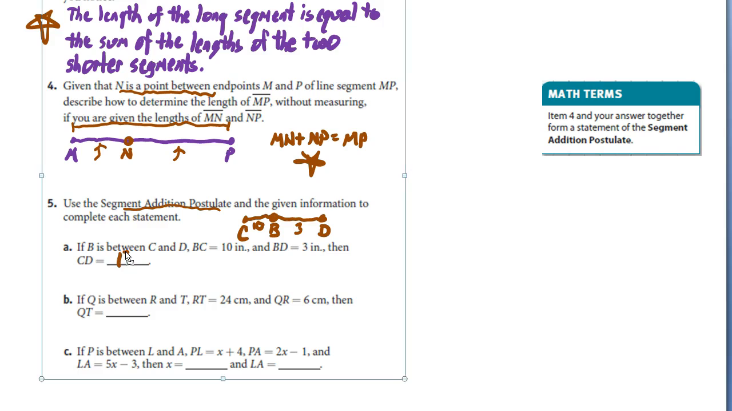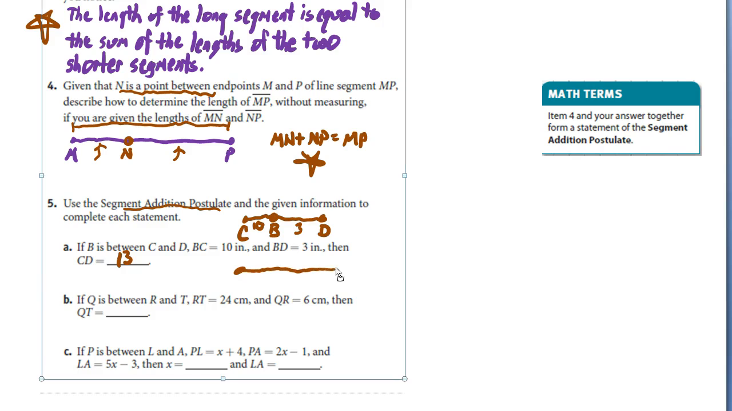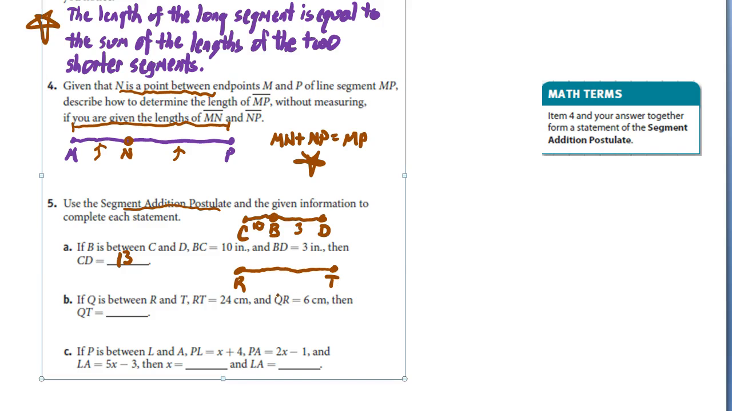It's 13. Next one, if Q is between R and T. Okay, so what's that describing? It's describing a segment called RT, and Q is the dot that's between them. This time, let's learn from the last one and pay a little more attention to the information that comes later. RT is 24. The whole thing's 24. QR is 6. So where should I put Q if the distance from Q to R is 6? How about closer to the R than to the T?